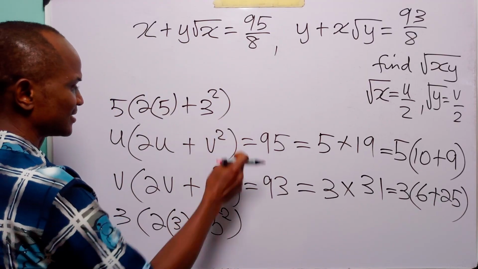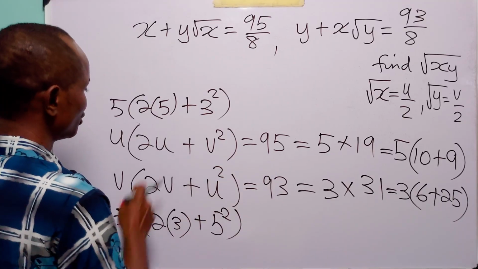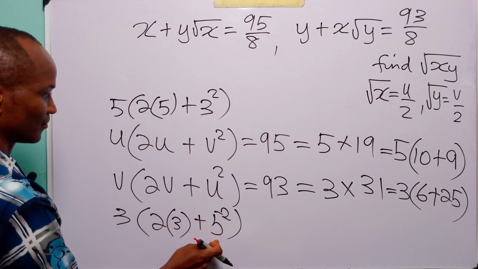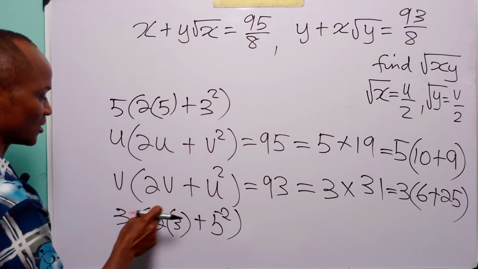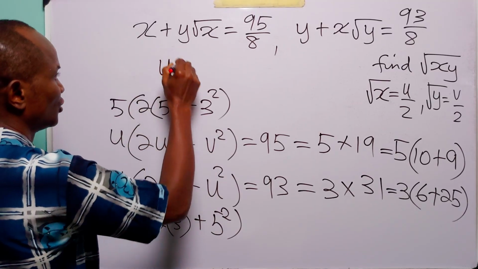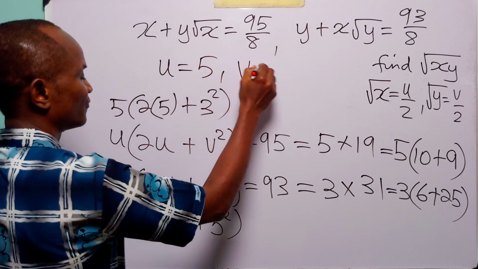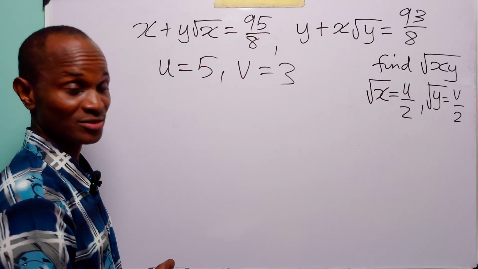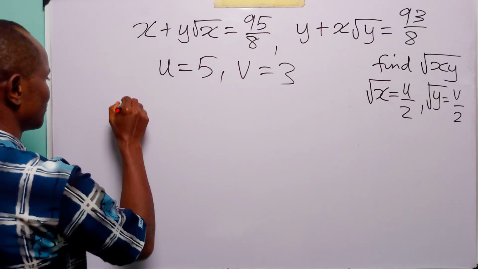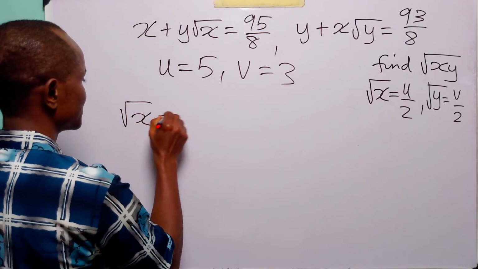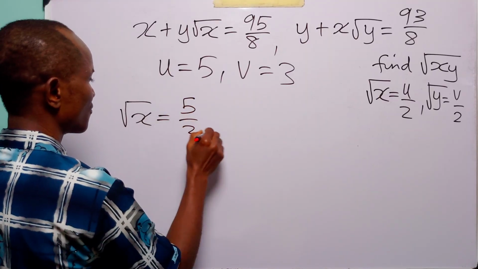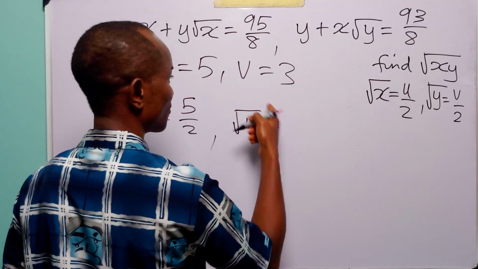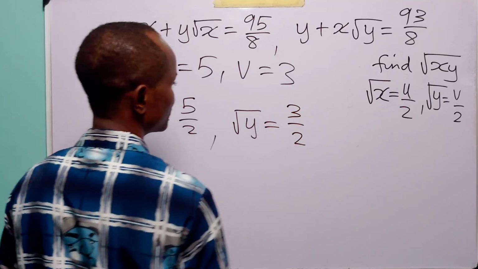Now, when you compare these two and these two, you will see that u is equal to 5 and v is equal to 3. So we have that u is equal to 5 and v is equal to 3. And of course, from here, we go back to our substitution. We have that root x is equal to 5 over 2 and root y is equal to 3 over 2.